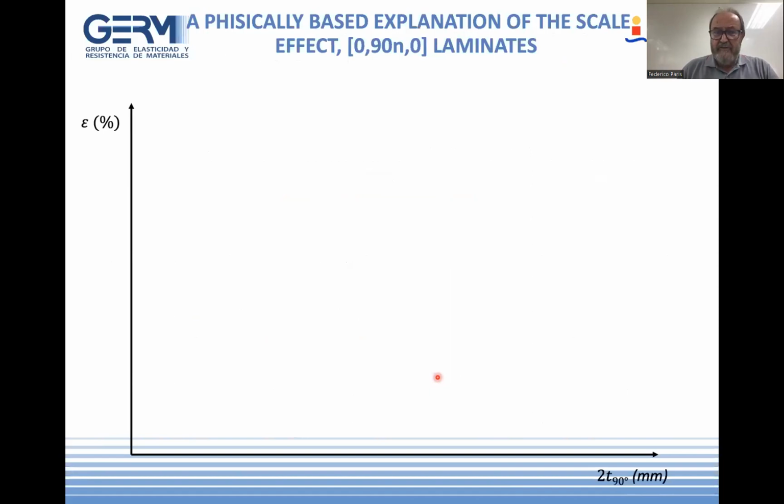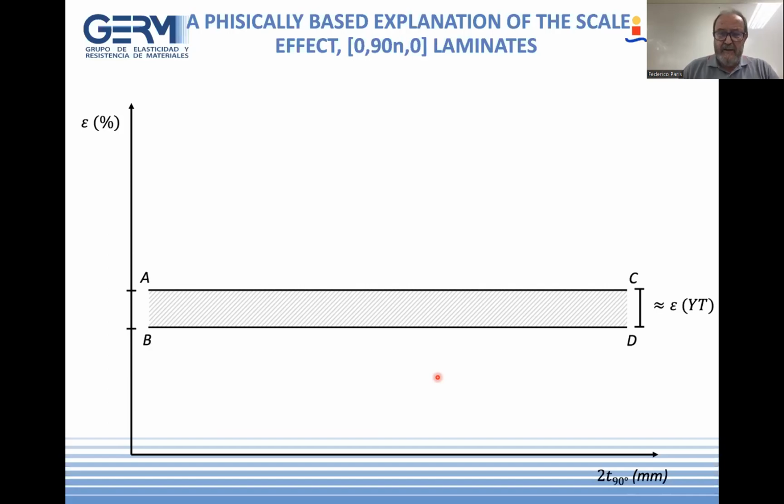So we put in the vertical axis the deformation applied, and in the horizontal axis the thickness of the 90-degree lamina. This corresponds to the interval observed where the failure, the nominal failure, appears, associated with the value of YT. And now this is the prediction derived from our micromechanical study. So there is the same probability of getting this isolated debonding.